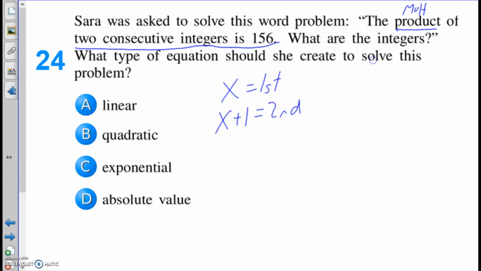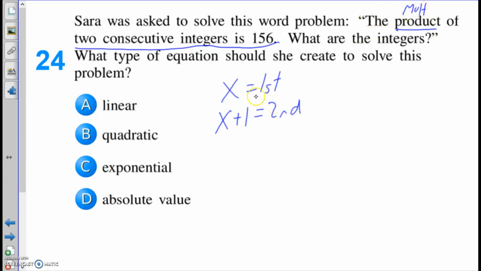Now, if it were to say consecutive even or consecutive odd, then we would have x still be the first, but then x plus 2 would be the one after it, because even and odd integers, like every even integer is 2 apart, right? 2, 4, 6, 2 away from each other. And the same thing for odd integers. 5, 7, 9, 2 away from each other. So your second integer would have to be x plus 2. But not the case here.